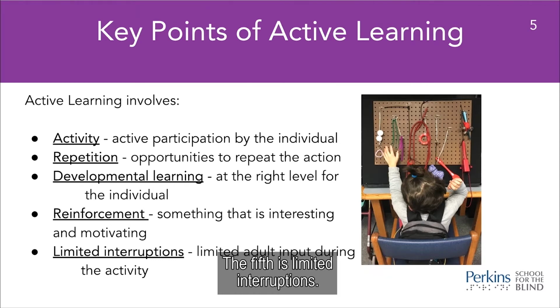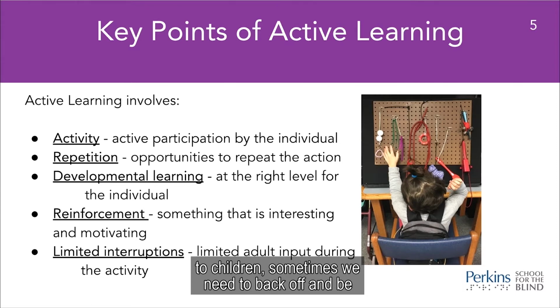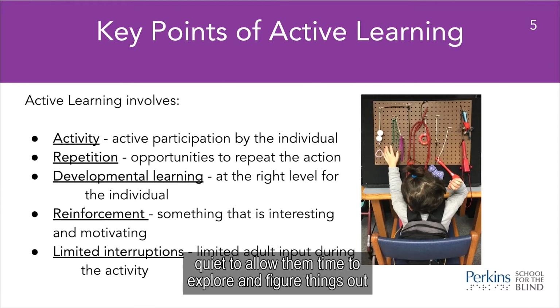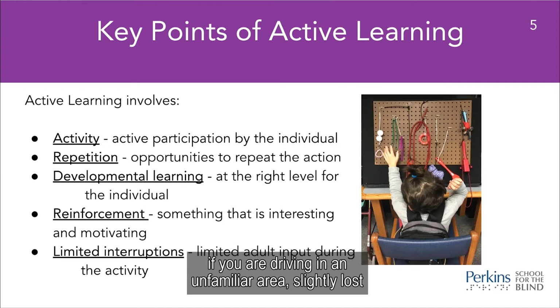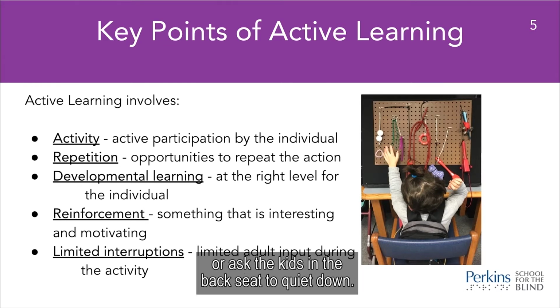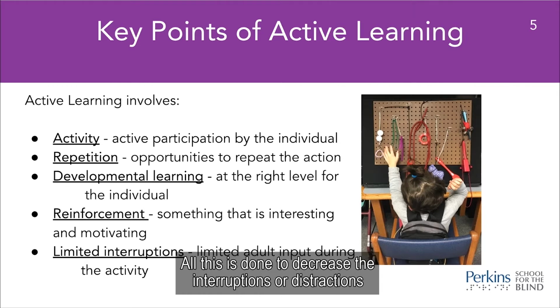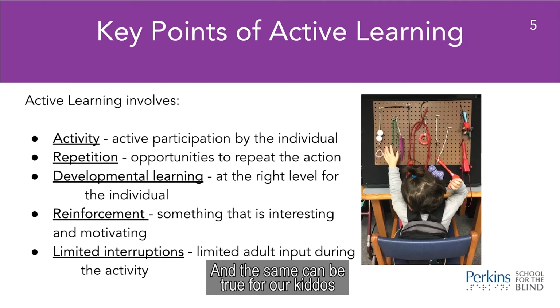The fifth is limited interruptions. While we always want to be encouraging and supportive to children, sometimes we need to back off and be quiet to allow them time to explore and figure things out on their own. As an example for us as an adult, if you are driving in an unfamiliar area, slightly lost and looking for an address, you might turn down your radio or ask the kids in the back seat to quiet down. All this is done to decrease the interruptions or distractions so that you can concentrate better. And the same can be true for our kiddos when they're exploring and learning.